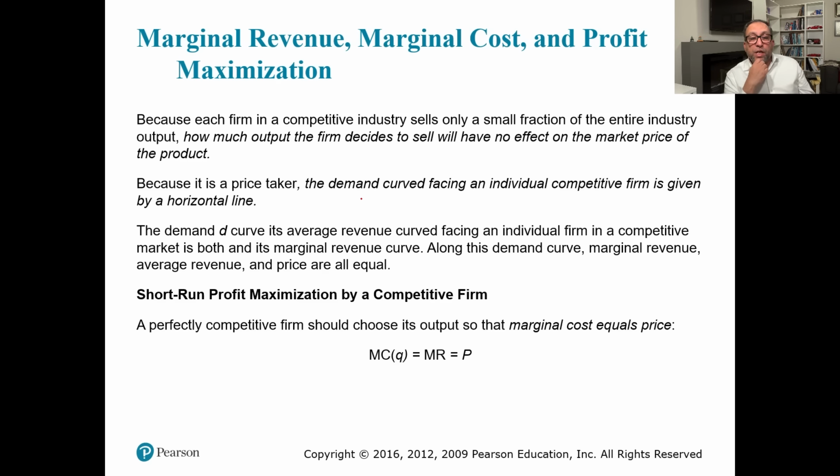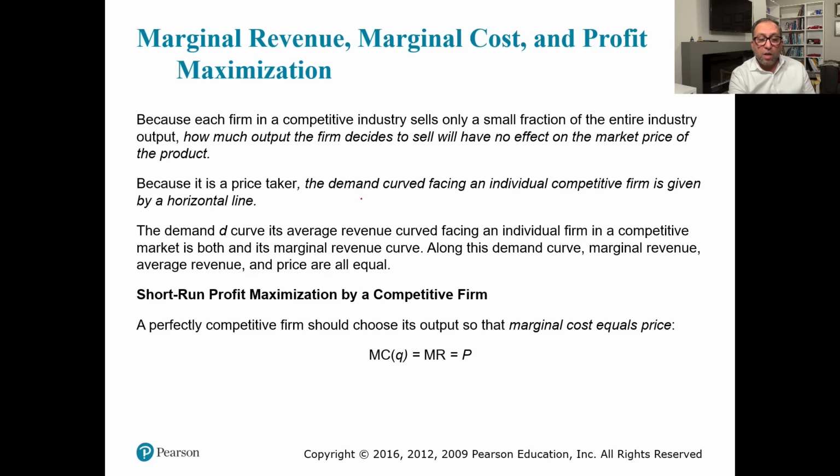Because each firm in a competitive industry sells only a small fraction of the entire industry output, how much output the firm decides to sell will have no effect on the market price of the product. Because it is a price taker, the demand curve facing an individual competitive firm is given by a horizontal line. The demand curve, or average revenue curve, facing an individual firm in a competitive market is also its marginal revenue curve. So demand, marginal revenue, average revenue, and price are all equal.